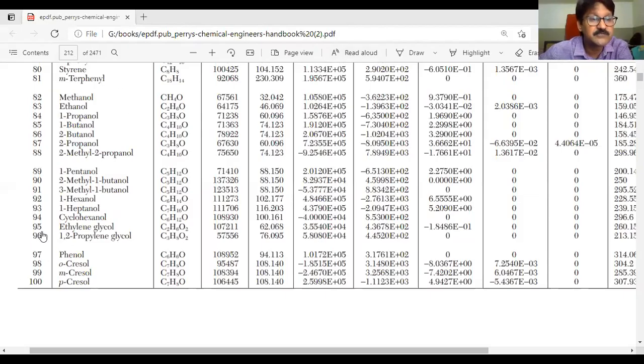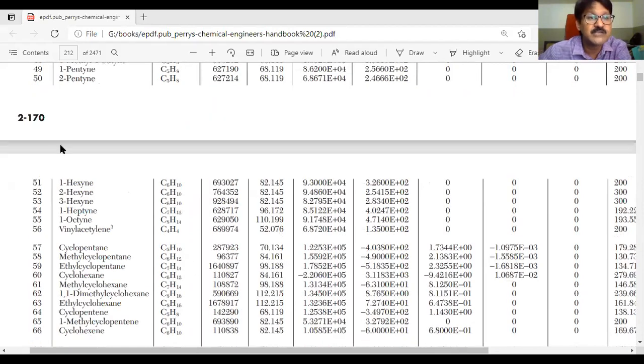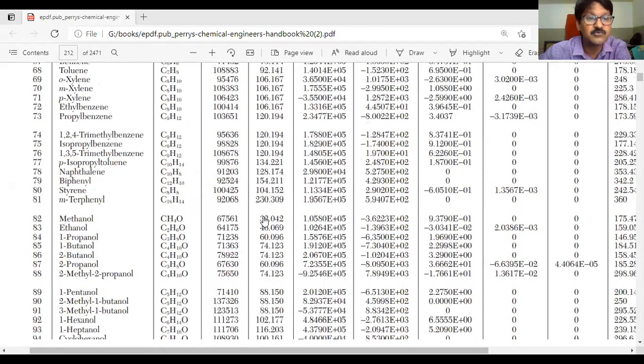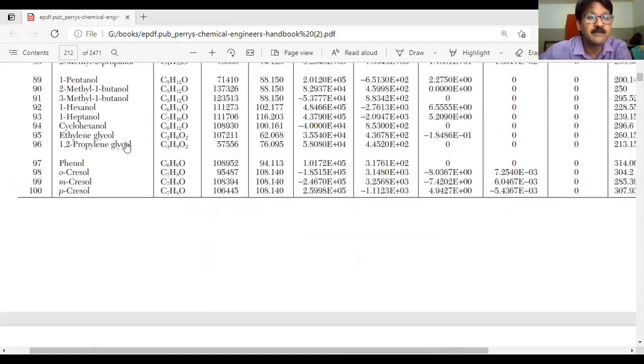So yesterday we discussed densities and the specific heat of ethylene glycol. Use page number 2170, table 2196. Ethylene glycol, you have C2H6O2. This is the CAS number, that is not required.